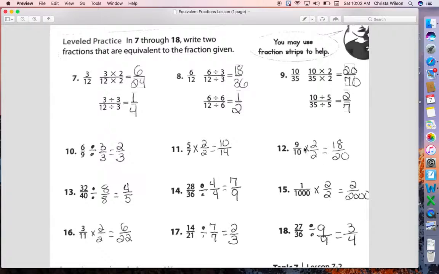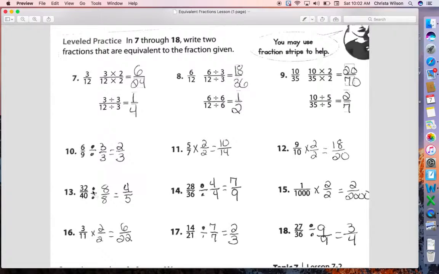Okay, and 9/10 as well. 9 does not have any factors in common with 10. Okay, when you factor these guys out, 9/10, they don't have a common factor. So that's the case where you have to multiply. So I multiplied both of these by 2, which created the equivalent fraction of 18/20.